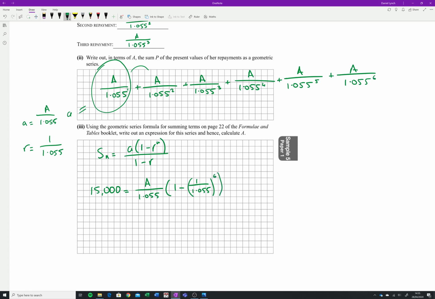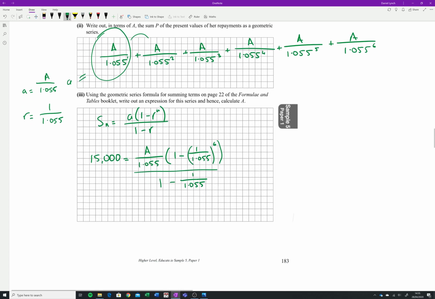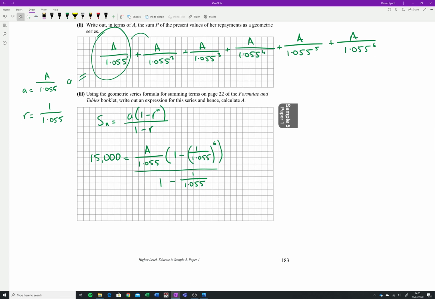So that is the power of 6. And it's over 1 minus 1 over 1.055. Okay. Right, there's a lot of things just to throw into our calculator, really. 1 minus 1 over 1.055 is certainly not a nice number.